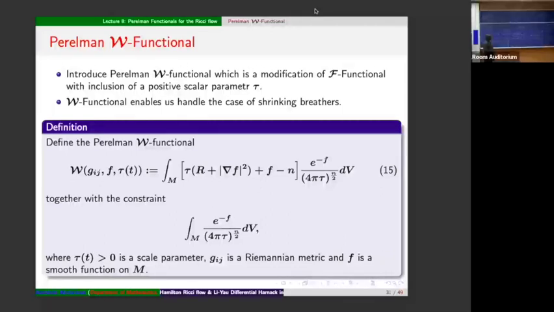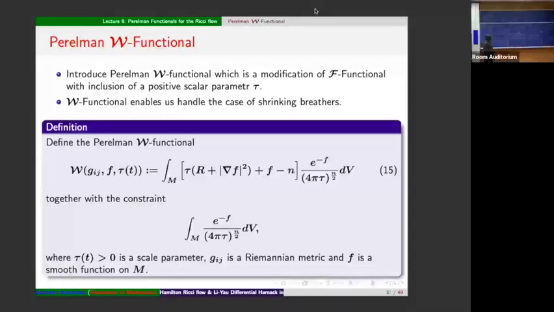And instead of E minus F, you have E minus F over (4 pi tau) to the n over 2, with these constraints. This constraint equals 1 here, where tau of t is a function of t that is greater than 0. It's a positive time factor here. And g_ij is a Riemannian metric, and F is a smooth function on M. So this is the W function, now defined this way.